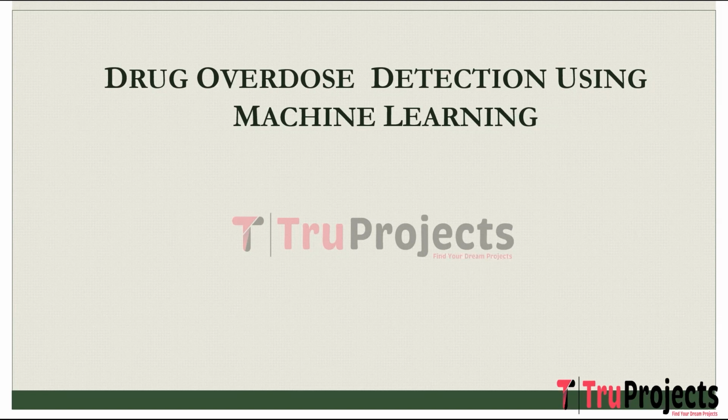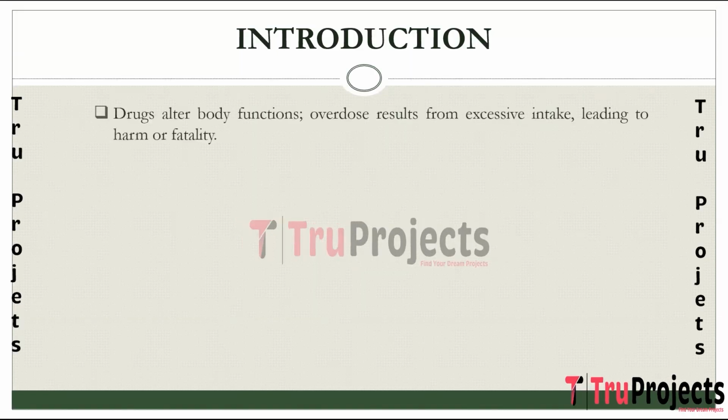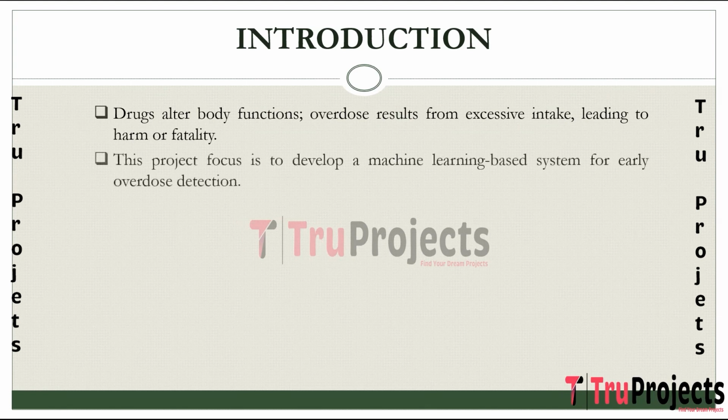Using machine learning. First, we will know what the project is about. Drugs are substances that alter the functioning of the body when consumed. Drug overdose occurs when an individual takes an excessive amount of a drug, leading to harmful or potentially fatal consequences. This project focuses on developing a system for early detection and prevention of drug overdoses.